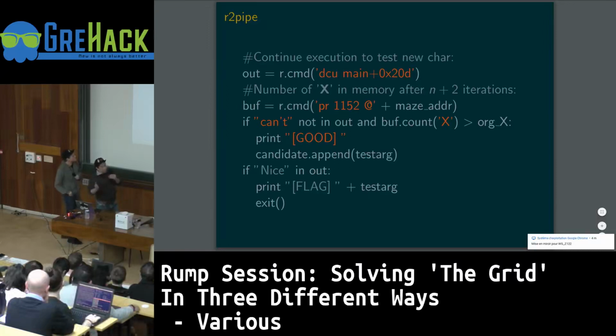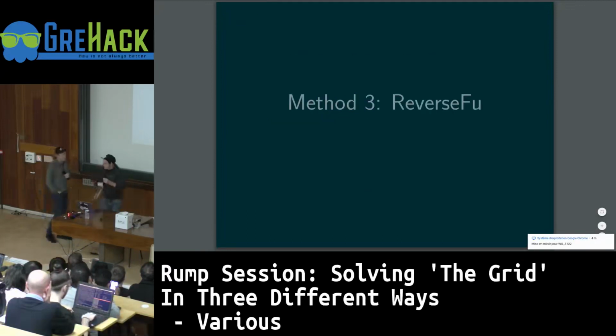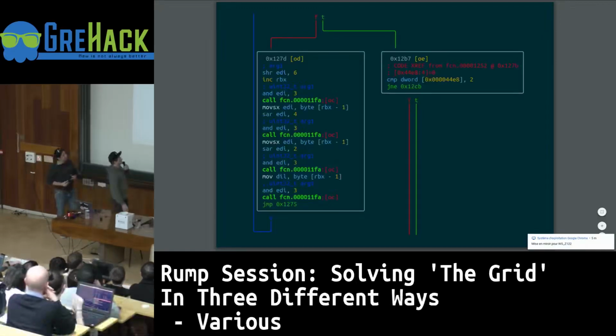You have the number of X's, and if you go inside the wall, you will have a message printed, the "can't", so you can't go there. And if the number of X's was bigger than the original one, this means that you have a valid character. And if you have a flag inside the output, this means that you have basically found your flag. This takes approximately, it depends on the computer, but on the same computer as angr, it was like 4 minutes to do.